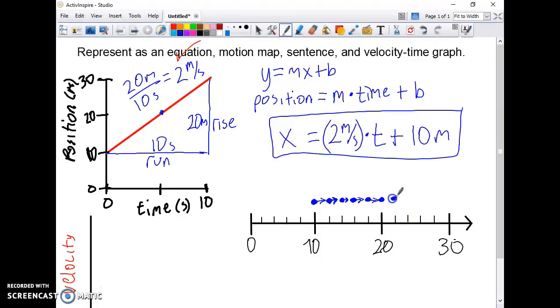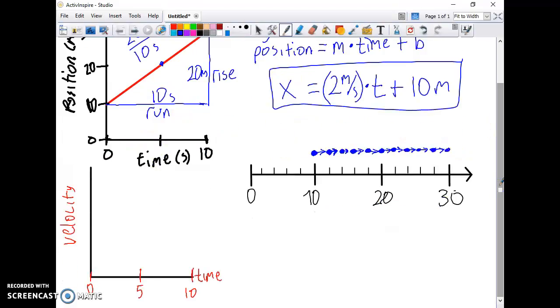Let's continue to go every second the object goes 2 meters. And then I'll draw the velocity vectors, the velocity arrows. Now if we have time 0, 1, 2, 3, 4, 5, 6, 7, 8, 9, 10, we see that at time 10 it's at position 30, and again that's what our position time graph tells us. Time 10, we're at position 30. So once again, our motion map matches our position time graph. Our motion map also matches our equation. Every second it goes 2 meters, and it starts at position 10 meters.